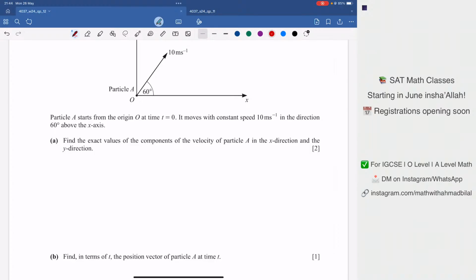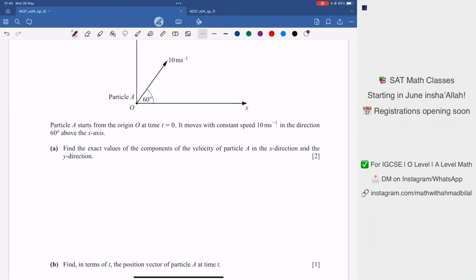It moves with constant speed 10 meters per second in the direction 60 degrees above the x-axis. We can see that here. Find the exact values of the components of the velocity of particle A in the x direction and the y direction. How do we get that?